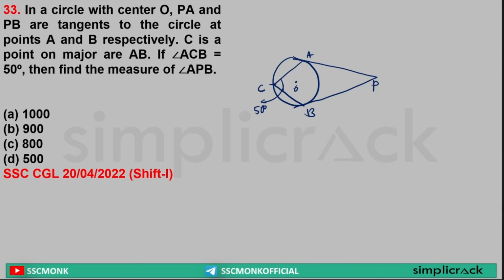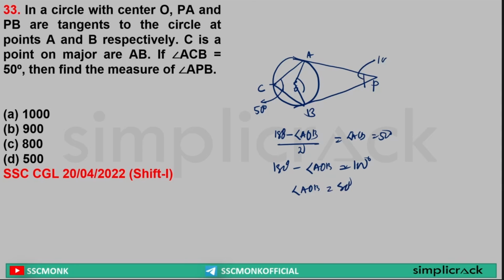What I told you? OAB is equal to what? 180 degree minus angle AOB divided by 2 is equal to ACB. Yes or no? That is equal to 50 degree. So 180 degree minus AOB is equal to 2 into 50 degree, that is 100 degree, or angle AOB is equal to 80 degree. If this is 80 degree, this angle will be 180 minus 80, that is 100 degree. That is option A. This is not 1000, this is 100 degree. This is 90 degree, this is 80 degree, this is 50 degree.